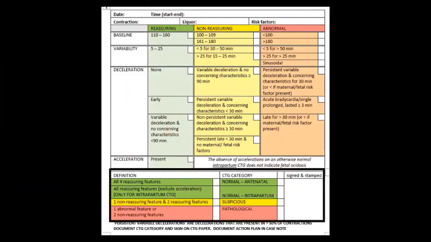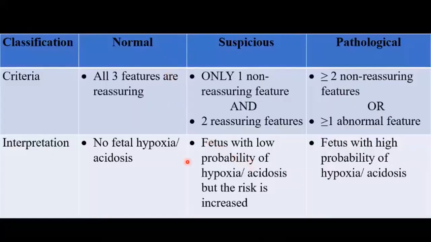Okay, so what does it mean? A normal means no fetal hypoxia or acidosis. A suspicious one means there is a low probability, but a pathological one means a high probability of fetal hypoxia or fetal acidosis.